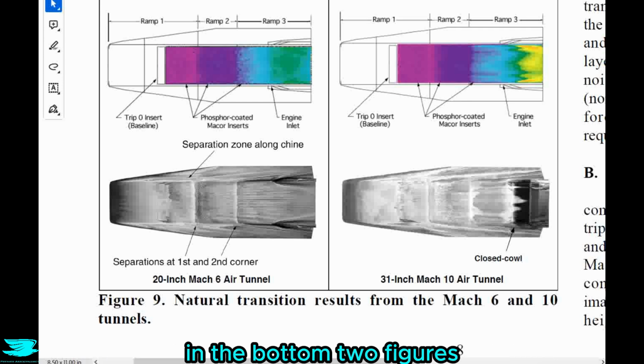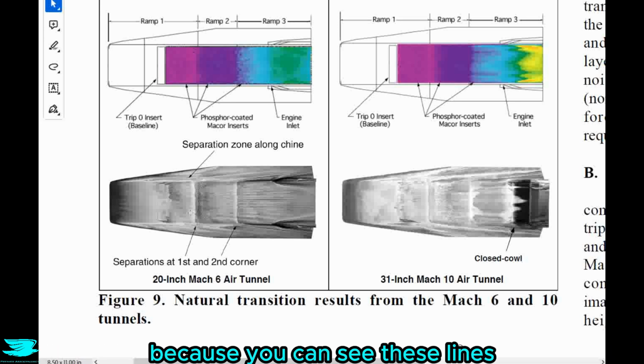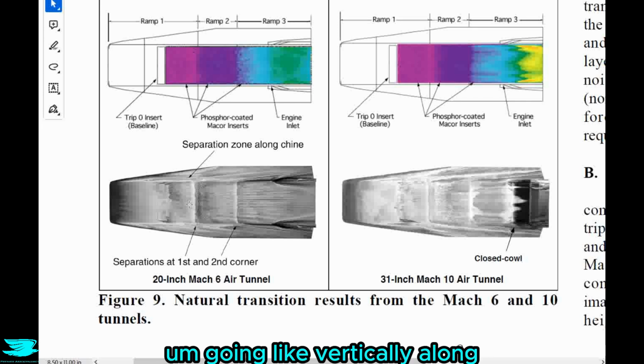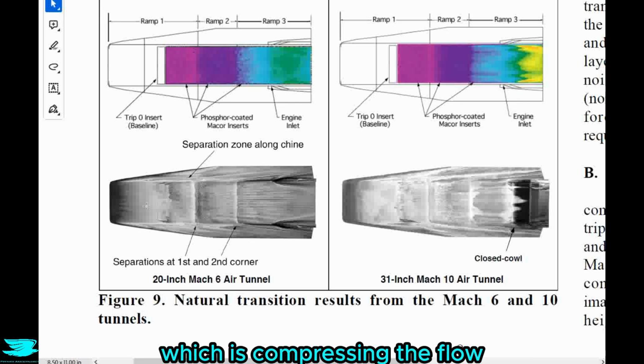In the bottom two figures, we see the results of the oil film. And from these figures, the authors concluded that the boundary layer was laminar because you can see these lines going vertically along. That is the corners of the ramp, so the different ramp sections on the underside of the HyperX, which is compressing the flow.